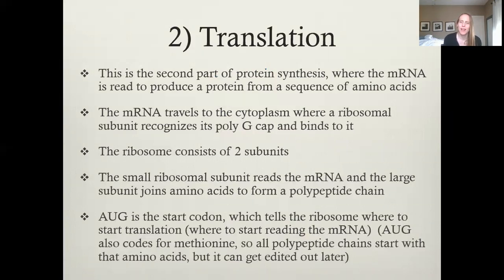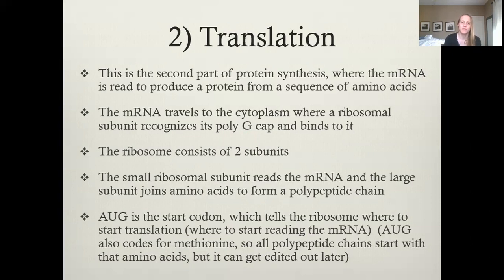So again, the mRNA is processed. It is going to leave the nucleus and go out into the cytoplasm where it can meet up with a ribosome. There are two different subunits of the ribosome. There is the small ribosomal subunit that actually reads the mRNA, and then the large ribosomal subunit joins the amino acids together to make the polypeptide.